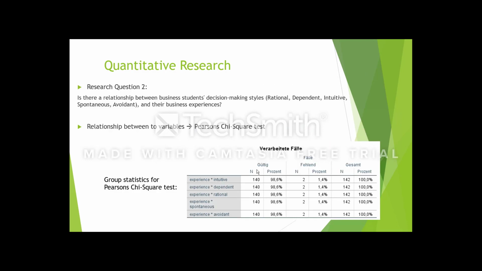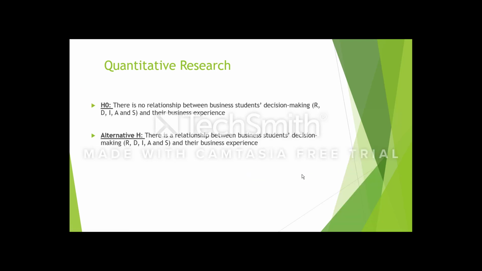The second research question is: is there a relationship between business students' decision-making and their business experience? As we now want to test the relationship between two variables, we conducted a Pearson chi-square test. In the group statistic, we can see that 140 participants take part because two of these failed the requirements to be included in this. We set up the null hypothesis: there is no relationship between business students' decision making and their business experience, and the alternative hypothesis that there is a relationship between business decision making and the business experience.